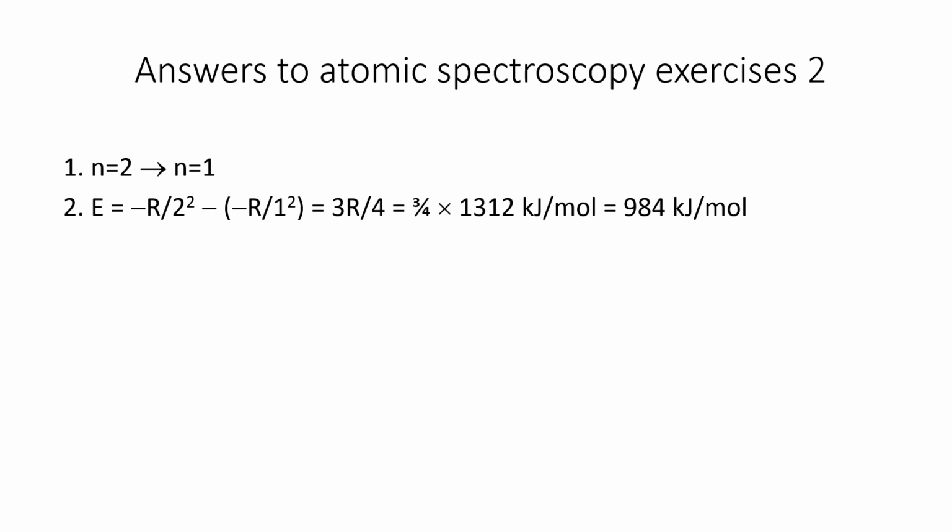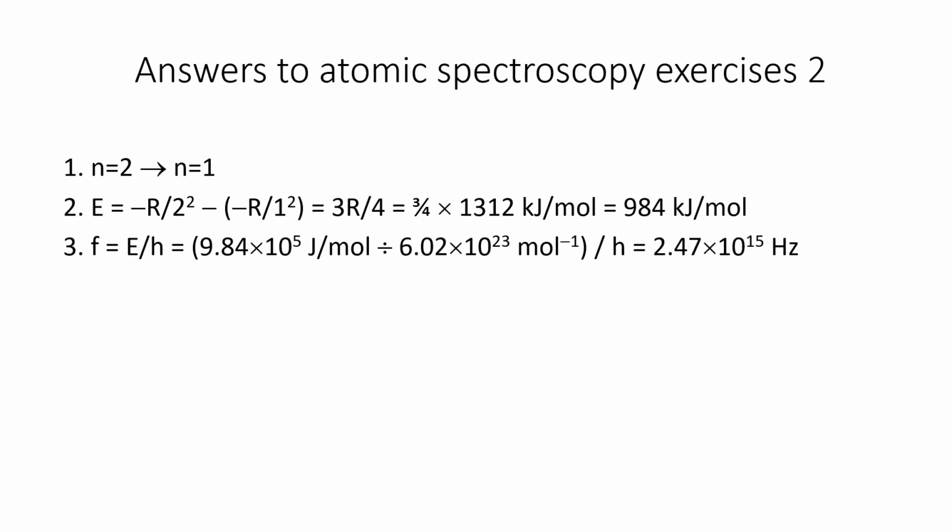And then it asks, what is the energy of this transition? So this is the difference between two energies, the energy of the electron in the second shell, the energy of the electron in the first shell. So I've just substituted that into our energy as a function of n equation, the minus R over n squared. So that comes out as 3/4 of the Rydberg, so nearly 1,000 kilojoules per mole there.